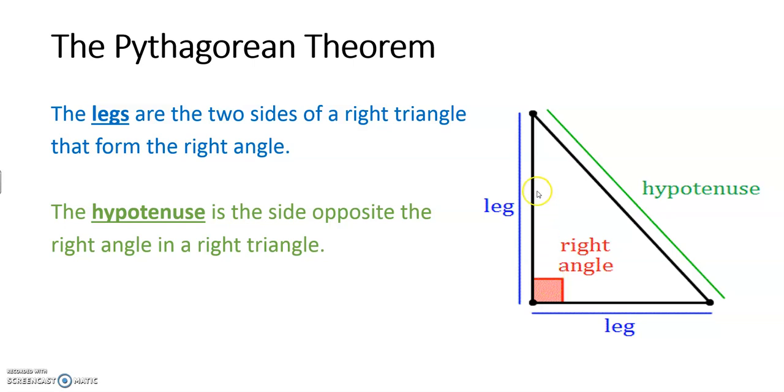Next, we have the names of the two sides that form the right angle, and we call each of these sides the legs. Just like we have two legs on our body, our right triangle has two legs, and they are always the two sides that form the right angle. Then opposite the right angle, we have the hypotenuse. The hypotenuse will always be the longest side, and it is always the side that is not touching the right angle.